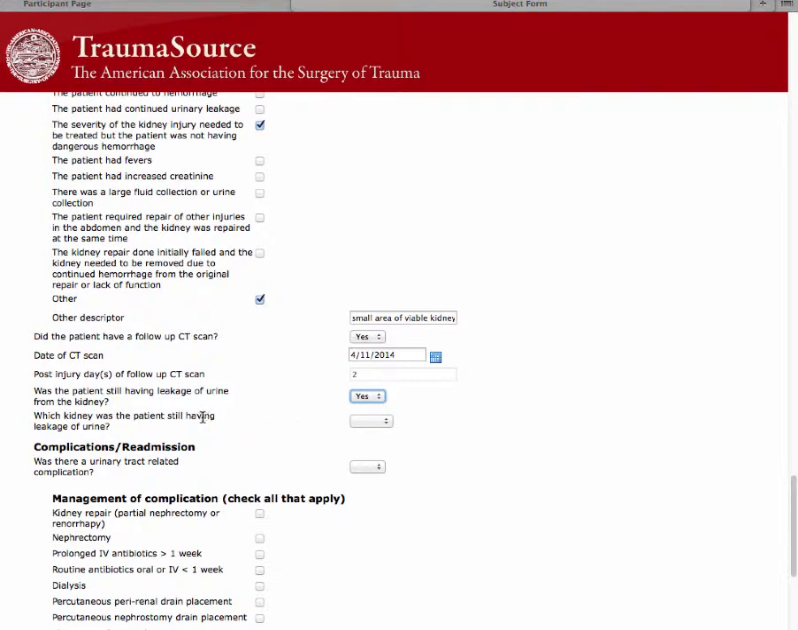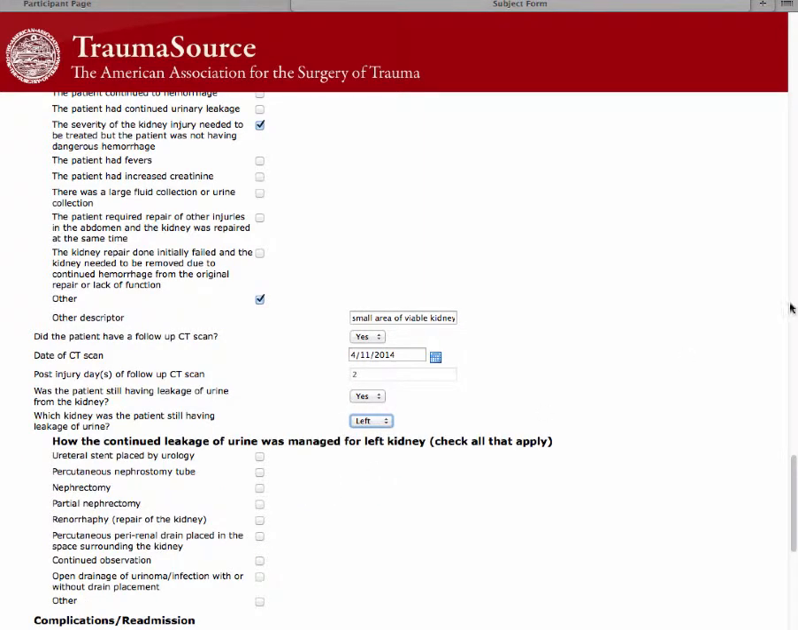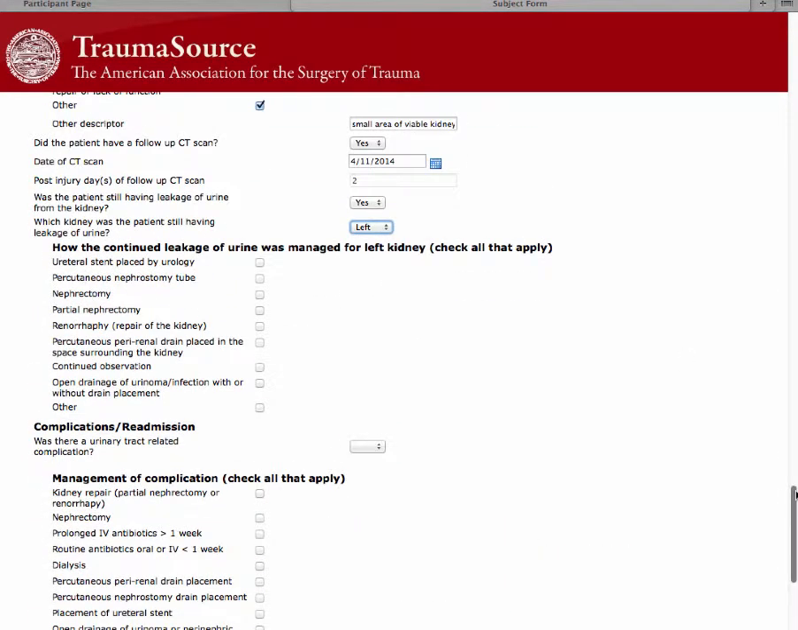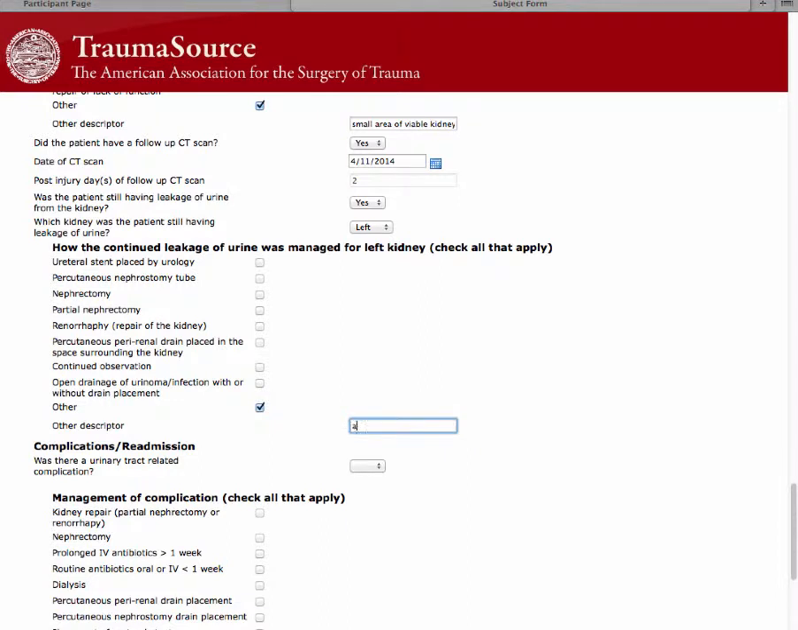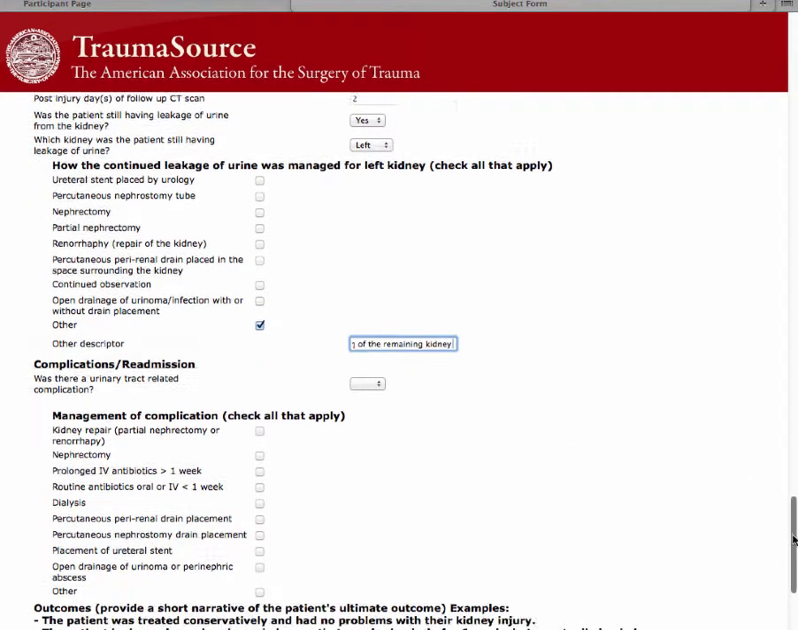Which kidney did the patient still have leakage of urine? If the patient had bilateral injuries, you'd specify, but this was the left side. How was this managed if there was still continued leakage of urine? In this case, it was managed a little bit differently because we actually did the angioembolization of the remaining kidney. So this is a good illustration of when to use other. Typically if the patients are still leaking, then they're going to be managed with some of these other options. This case is a little bit unique.